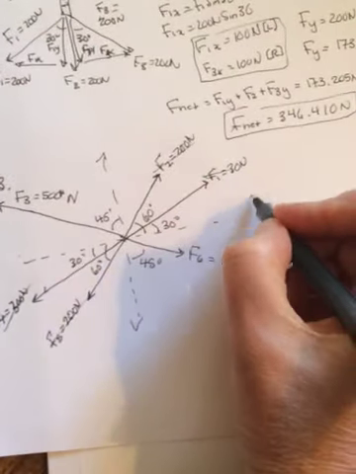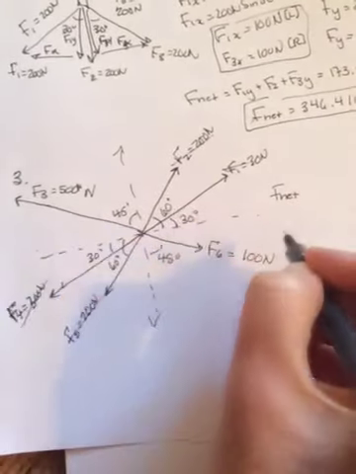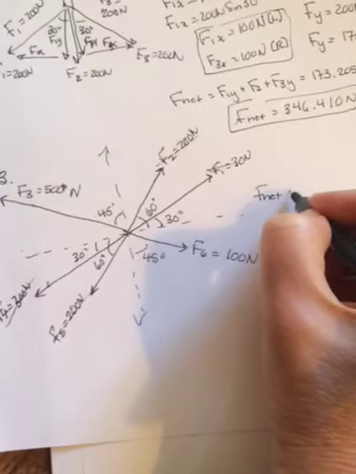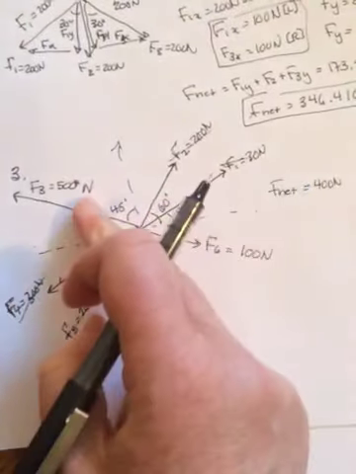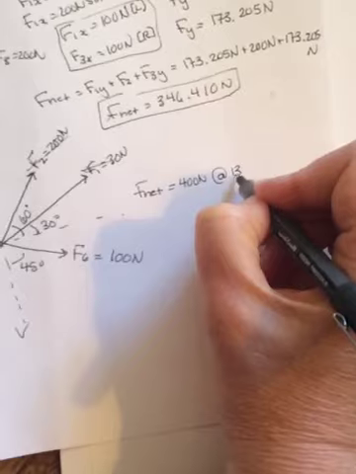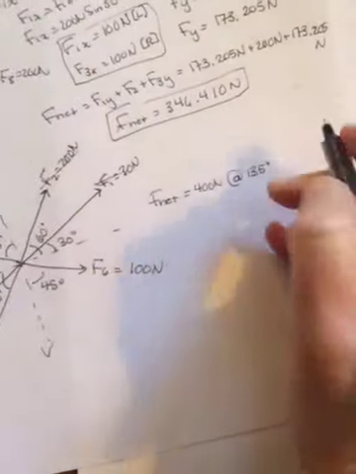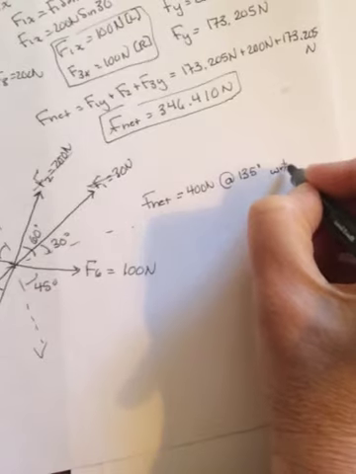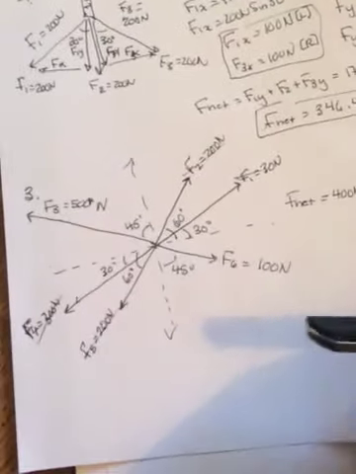So you don't have to break things into their components at all. You just do 500 minus 100, which is 400 newtons. And it's in the direction that F3 was in, so at an angle of 135 degrees with respect to positive x. And you're done. See, that wasn't that bad.